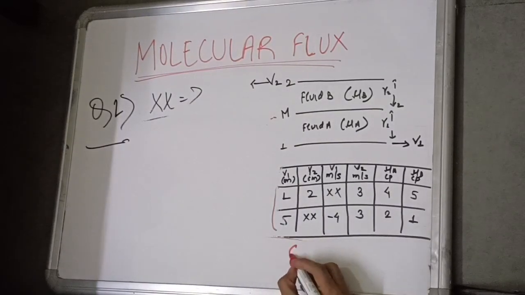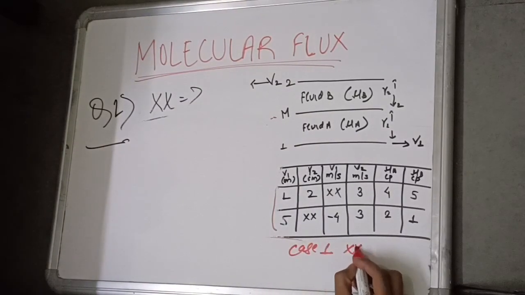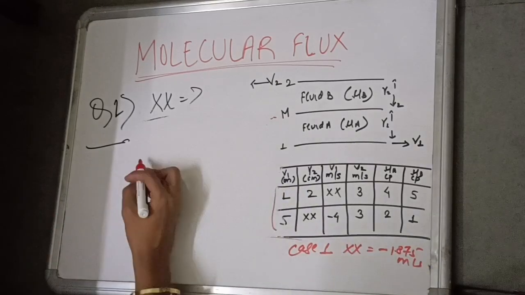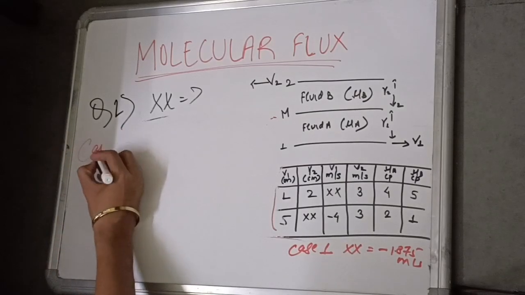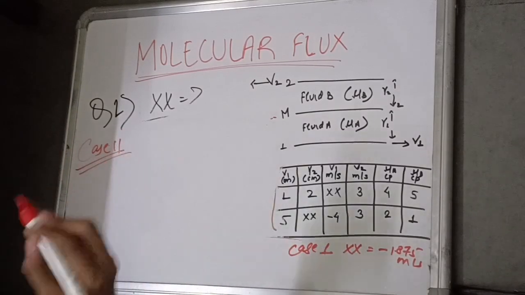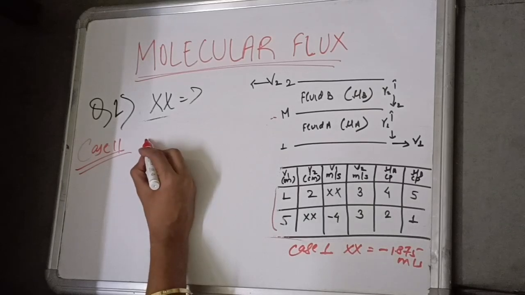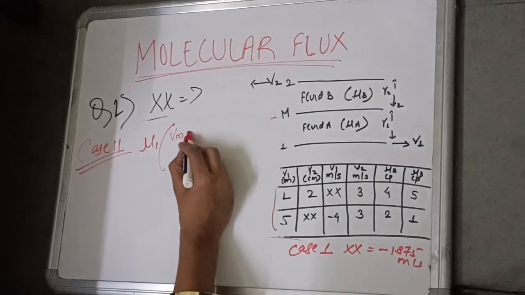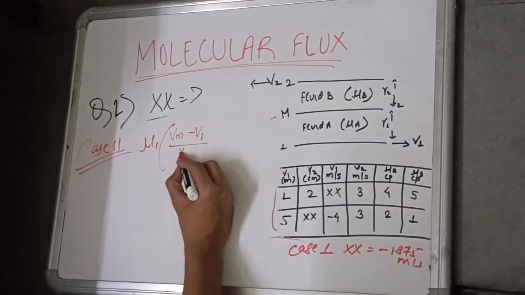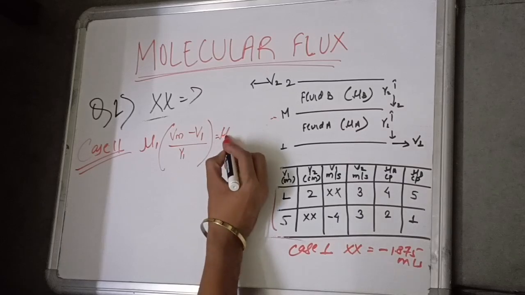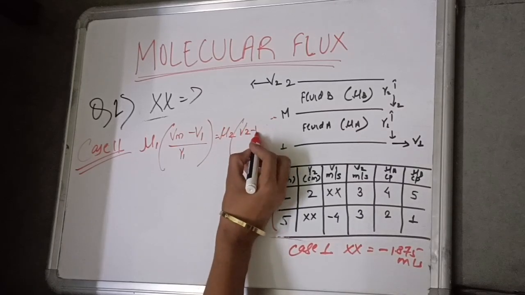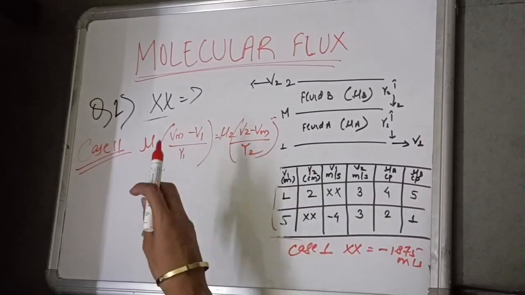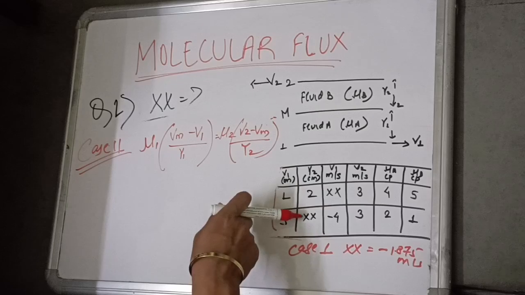So for case 1, we got x equals minus 1.875 meter per second. Now we are solving for case 2. In case 2 we use the same equation: mu1 times velocity of middle plate minus velocity of first plate by the distance between them, equals mu2 times velocity of upper plate minus velocity of middle plate upon the distance between them. Just substitute the values in this equation and we will get the value of x.